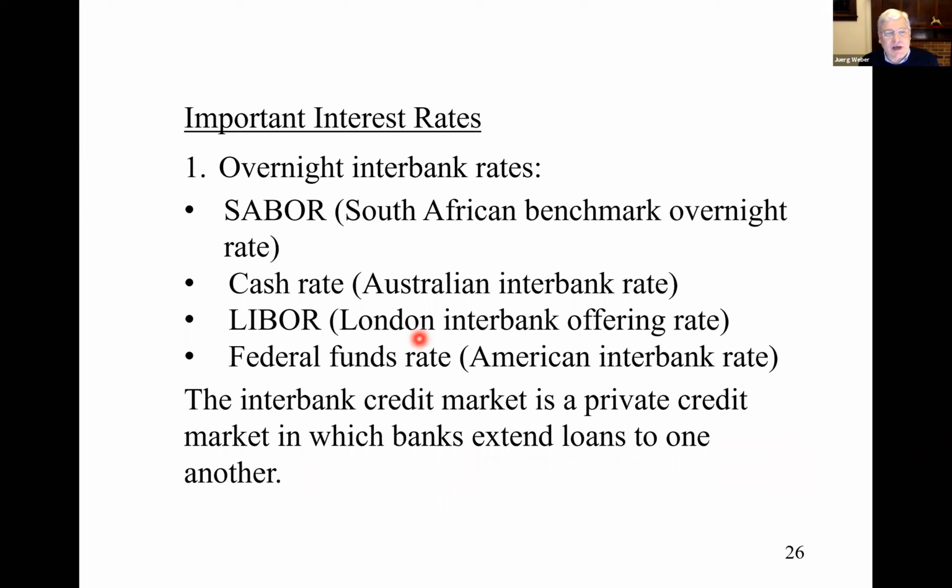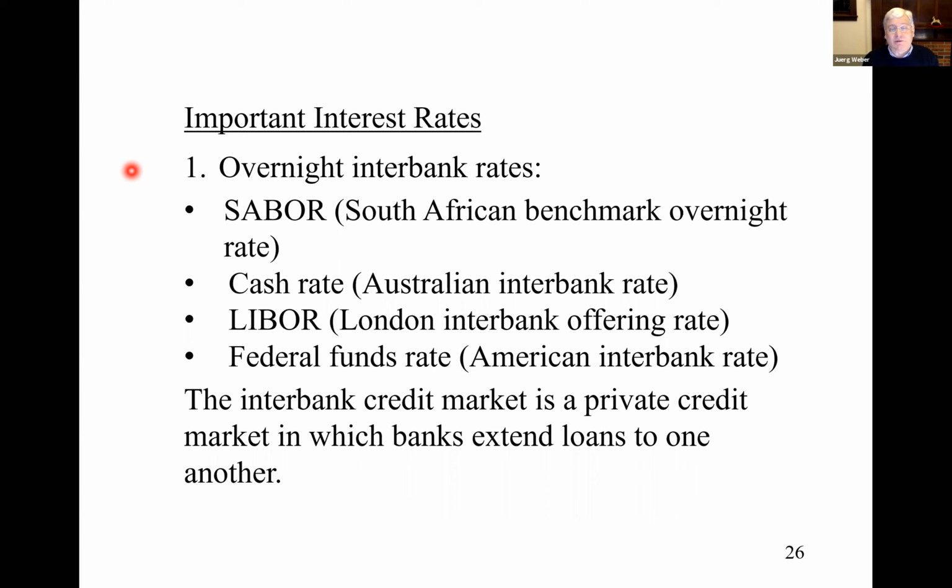Now let's discuss some interest rates. First, we look at the interbank rate. That's a rate which is established in the interbank credit market, so that's a credit market between the banks. If one bank needs cash, it can go to another bank and borrow money from this other bank. That's a very important credit market, a private credit market between the banks. The loans here are very short term. They are just for one day. So they're overnight. One bank borrows cash from another bank for 24 hours, from one day to the next.